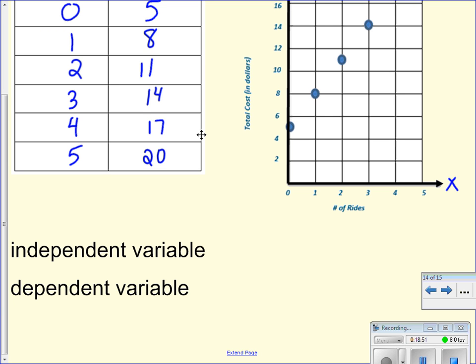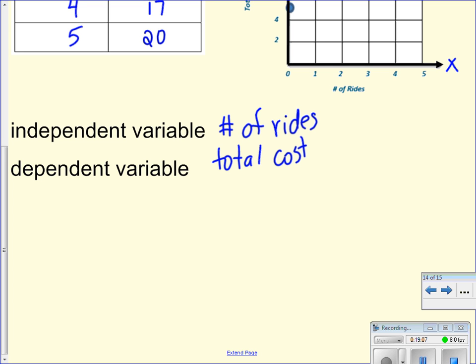All right, so our independent variable is what? And our dependent variable is, what's my equation? That's what I really want to see. What's the equation? $5 plus $3 per ride equals our total cost. Very good.